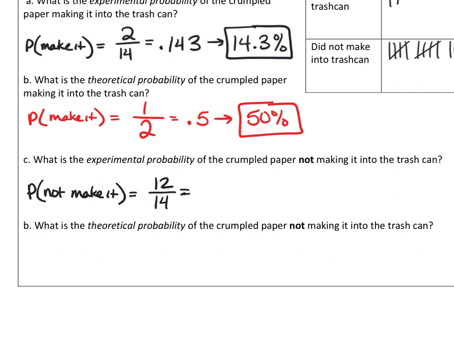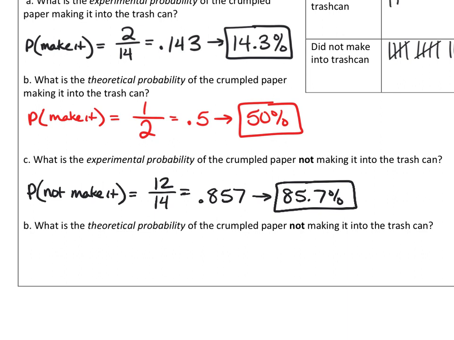Give me the first 3 decimals, please. 0.857, which is 85.7%. Okay, that was what actually happened when we ran our experiment.